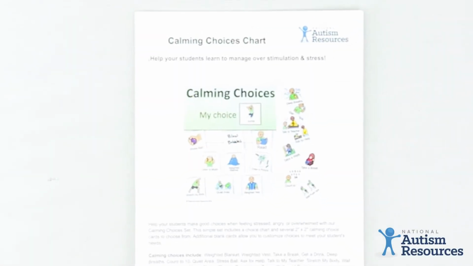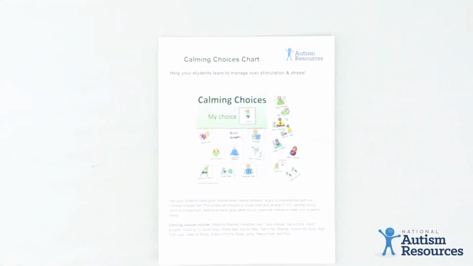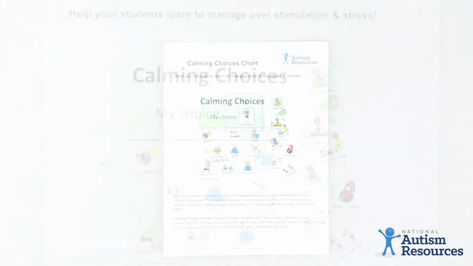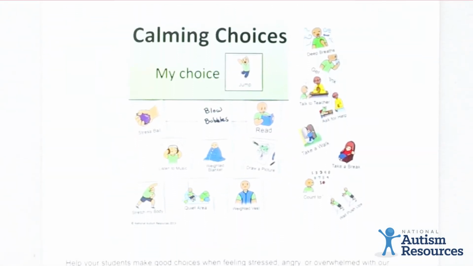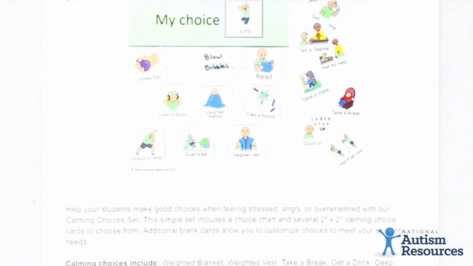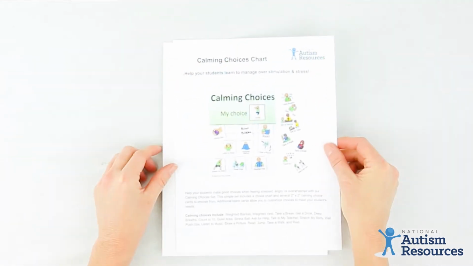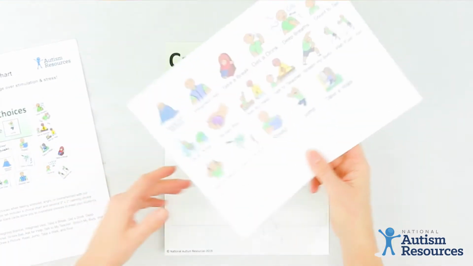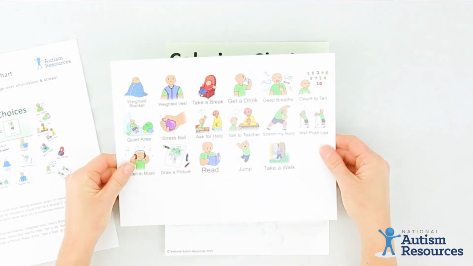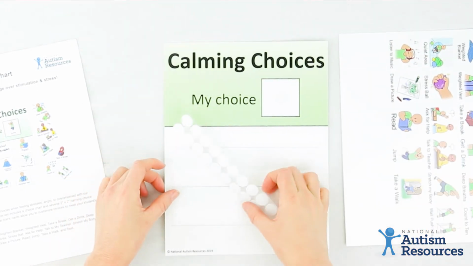Today we're going to talk about the Calming Choices chart. This chart was designed to provide a visual support to help students when they're under stress or dealing with anger. So this set comes with several Calming Choices pictures and a Calming Choices chart.